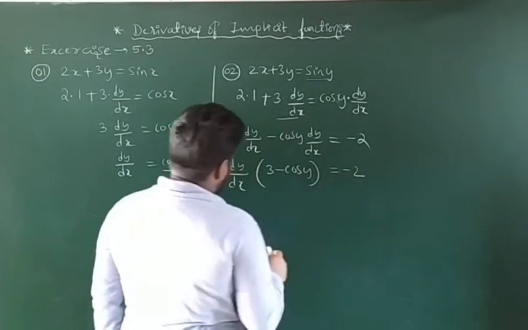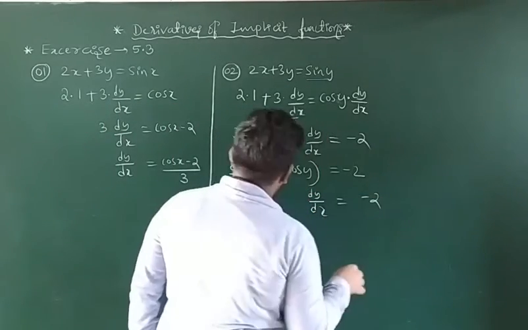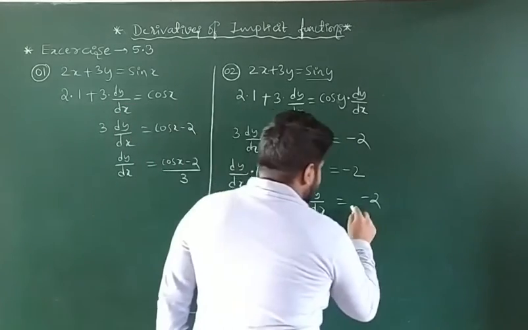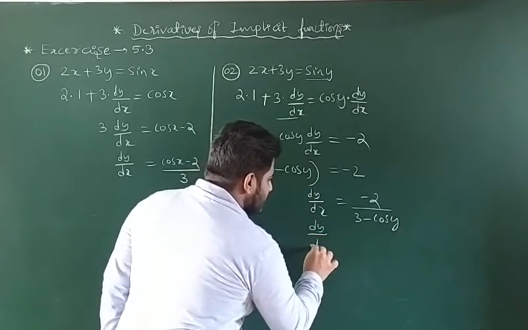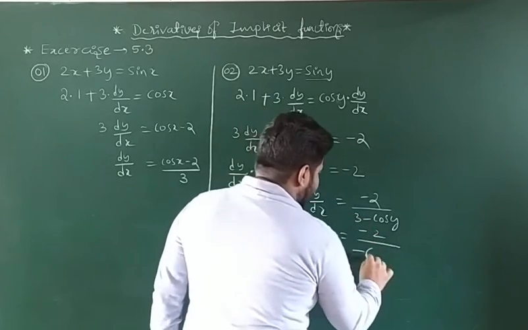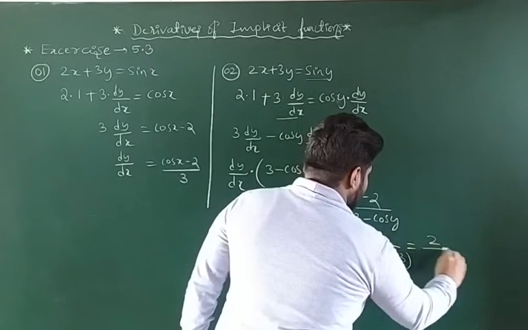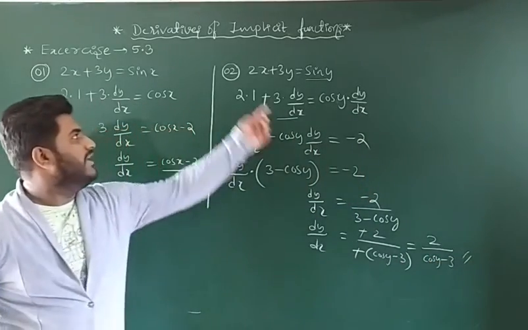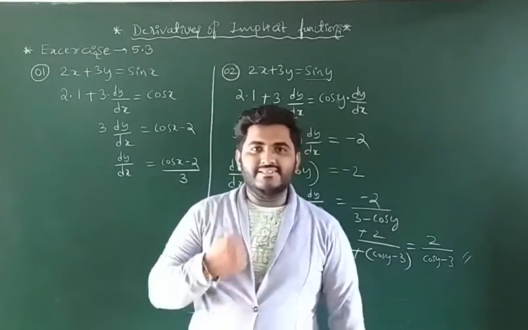What we want is dy by dx. Write dy by dx as it is. Here minus 2 is there, and here we have multiplication, so when this term comes to this side it becomes a divisor: divided by 3 minus cos y. So dy by dx is equal to, taking the minus sign common here also, minus 2 divided by minus, common, we get cos y minus 3. The minus minus get cancelled. We get 2 divided by cos y minus 3 as the answer. So this is the derivative of the function 2x plus 3y equal to sin y. I hope you understood. This is the second example.